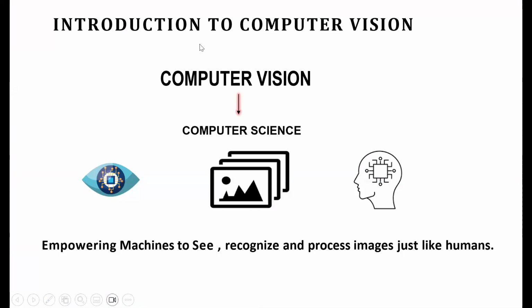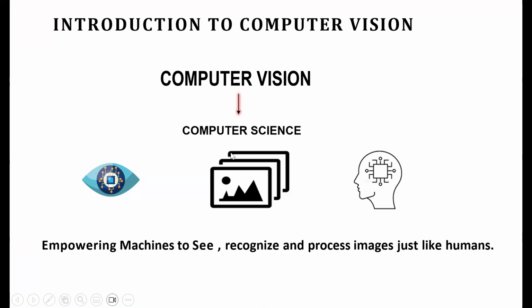So computer vision is what? It's a branch of computer science. So what is the main role of computer vision? If I put a definition of computer vision, we can say that it empowers the machine to see, recognize, and process and render the different images just like humans.